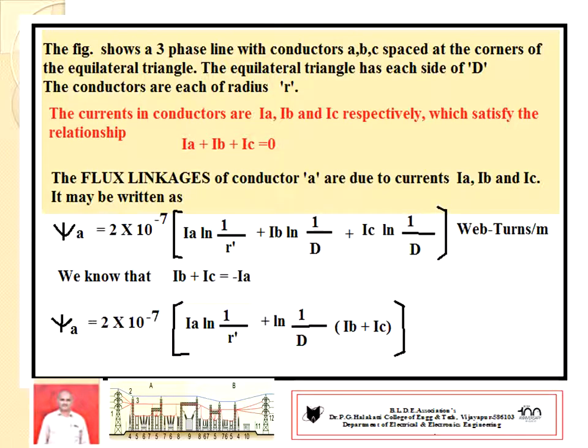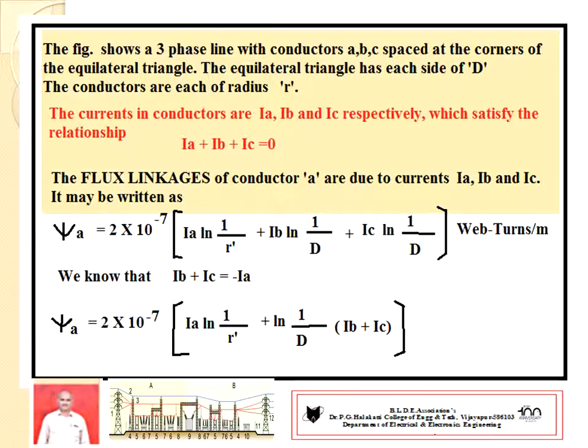Each conductor has the radius r and distance between two conductors is d. The currents in each conductor are respective. A conductor carries current IA, B conductor carries current IB, similarly C conductor carries IC respectively. And in three phase systems it also satisfies the condition that the algebraic sum of these three currents is equal to 0, that is IA plus IB plus IC equal to 0.